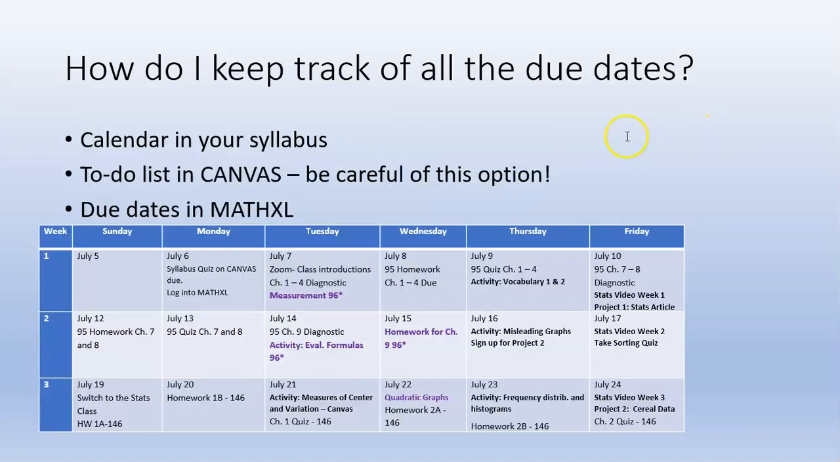There is a calendar in your syllabus, so please look at that to find the due dates. There's also a to-do list in Canvas. The reason that I would say be careful of that is if you attempt an assignment and let's say you get a 50%, and then I go in and give you comments and say, hey, why don't you try this again? It's not going to ever show up on your to-do list again. So if you're not checking your comments or your emails, you won't even see that I've given you a chance to do it again. To-do list is only for things that you have not done yet.